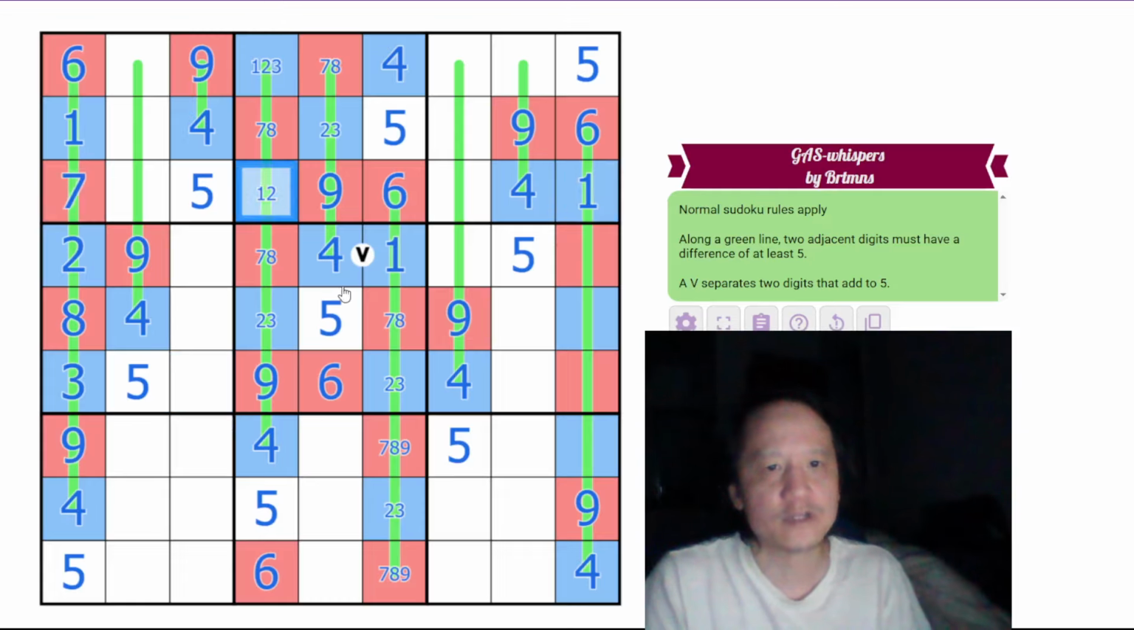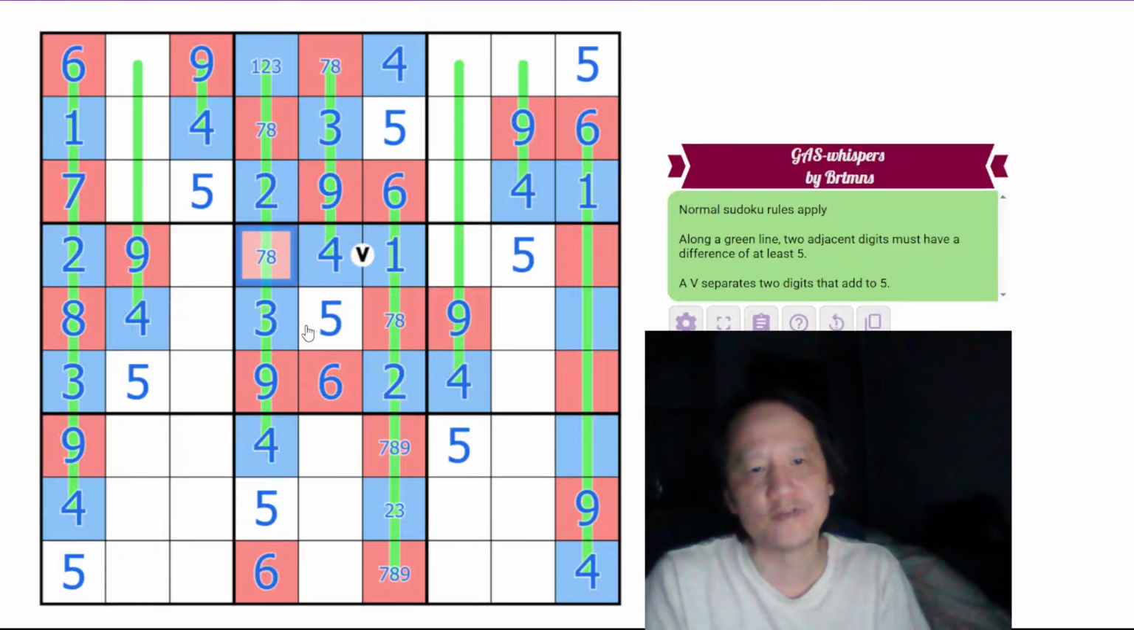This 1 eliminates 1 here, so it's 2, which makes this 3. 2 eliminates 2 here, so it's 3, which makes this 2. 3 can only be next to 8 out of 7 or 8. So this is 8, and this is 7.